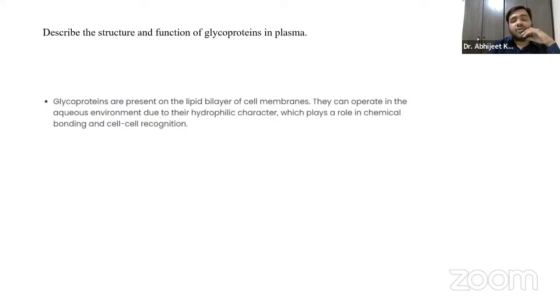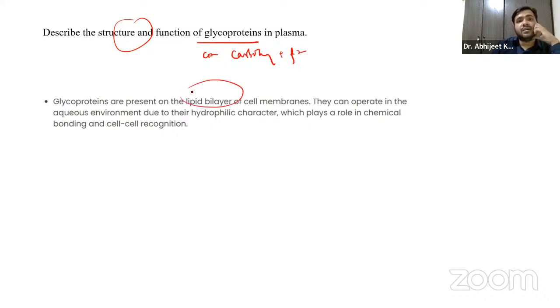Glycoproteins also, we have already discussed in detail. You have to tell about the composition and the structure first, how this glycoprotein is formed. It is carbohydrate plus protein. They are present in the lipid bilayer, and you have to tell how they operate and their functions in the plasma cell membrane. They can operate in the aqueous environment due to their hydrophilic character. That is something which helps in cell to cell recognition also.